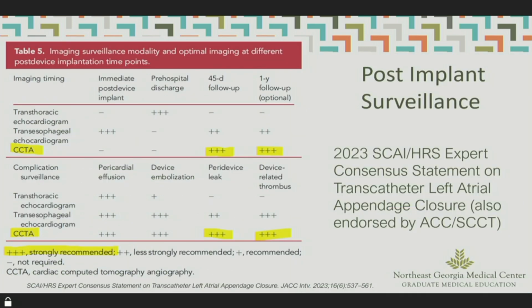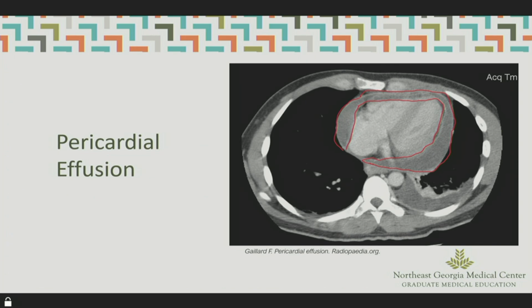So how does TEE compare to CCTA as far as post left atrial appendage implant? If you look at the 2023 SCAI HRS Expert Consensus Statement on transcatheter left atrial appendage occlusion, which was also endorsed by the ACC and the SCCT, at 45-day follow-up it's actually strongly recommended to do CCTA over TEE. It gives you what they consider a stronger recommendation for evaluation of peri-device leak, and it's equivalent for device-related thrombus. So let's look through some of the complications that you can have.